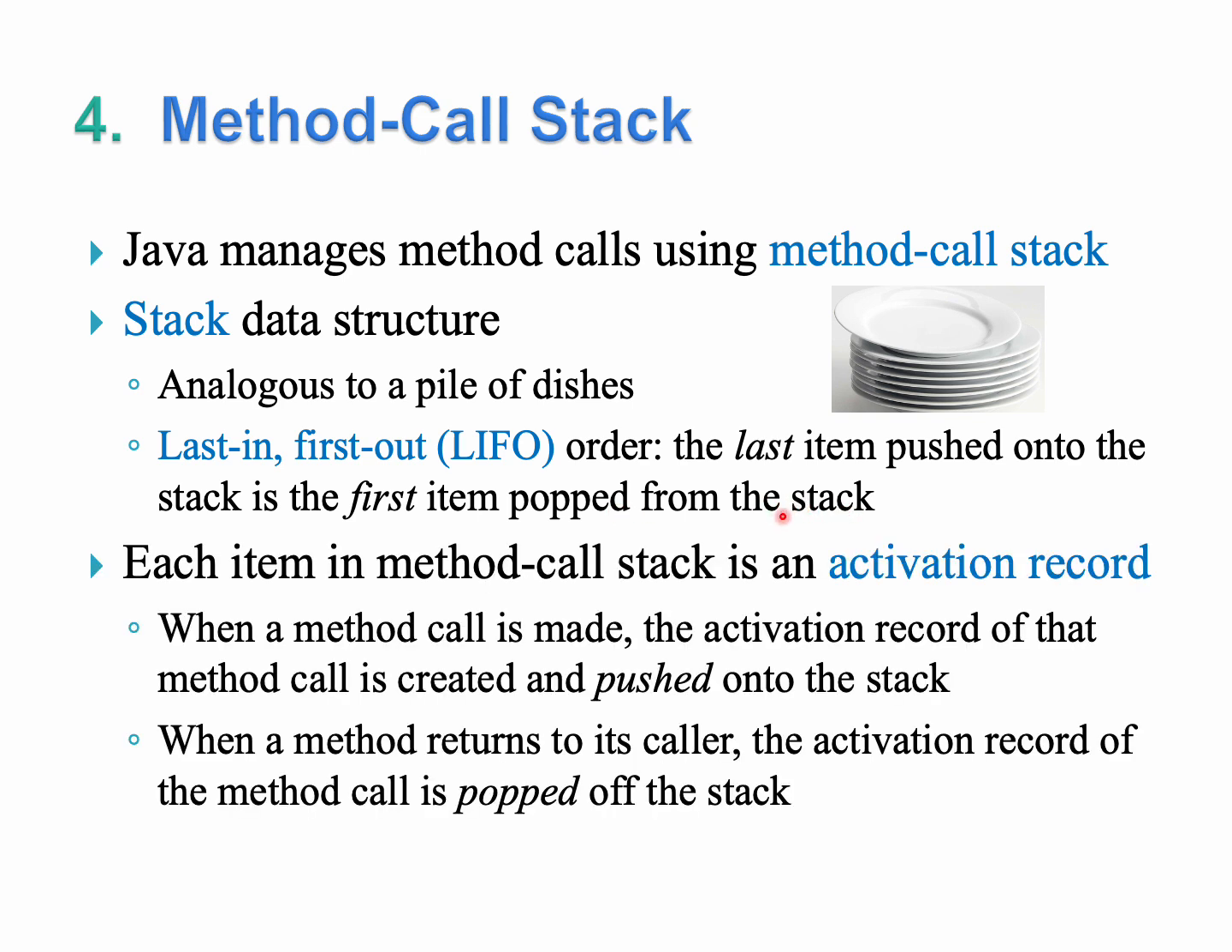Each entry or item in the method call stack is an activation record, which is also referred to as a stack frame. When a method call is made, the activation record of that method call is created and pushed onto the stack. When a method returns to its caller, the activation record of the method call is popped off the stack.